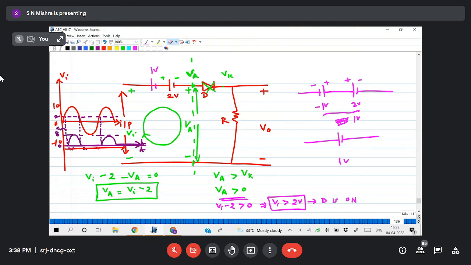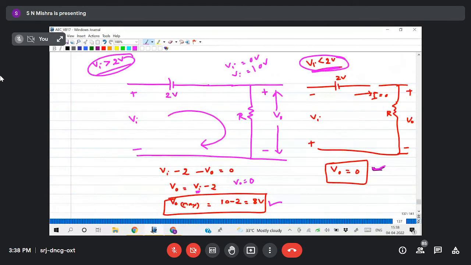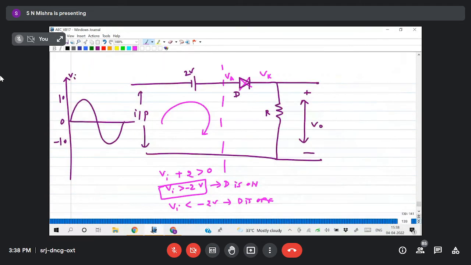Now similarly, if the diode is connected in reverse direction, suppose the diode is connected like this, so the voltage source will be like this. This is minus, plus 0.7. So how much will it be? 1 minus 0.7, 0.3. Like that you have to analyze. Here also you can do like that.